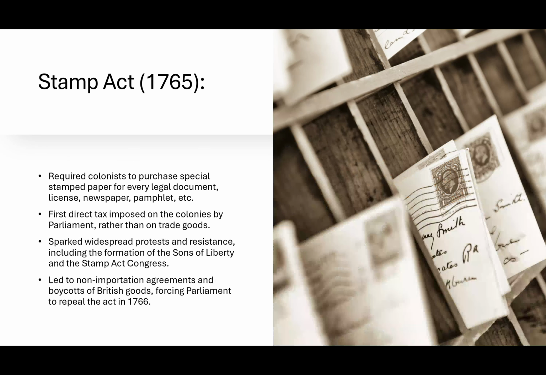All right. The Stamp Act of 1765. We know that in this act the colonists were required to purchase special stamp papers for every legal document, right? Licensed newspapers, pamphlets, etc. Right. So this was the first direct tax imposed on the colonies by Parliament rather than on trade goods. So the acts imposed by Parliament started to spread to things other than trade goods, right? This would spark widespread protests and resistance, including the formation of the Sons of Liberty and the Stamp Act Congress, right?